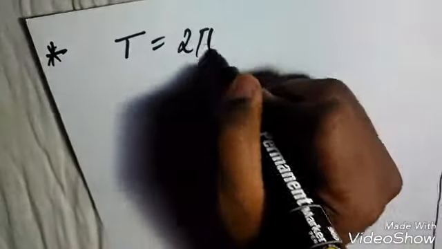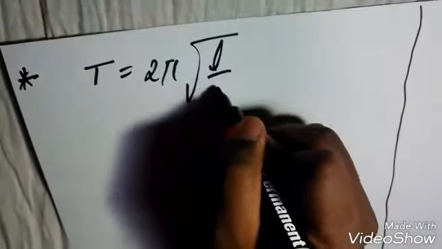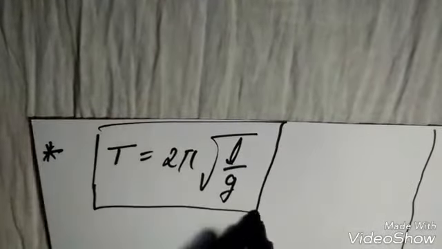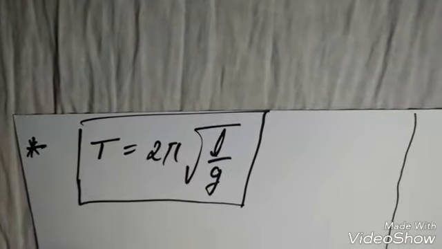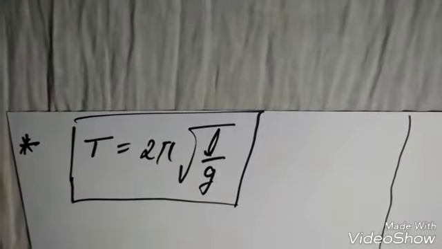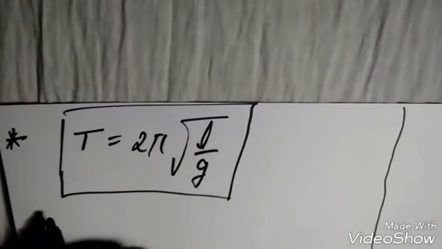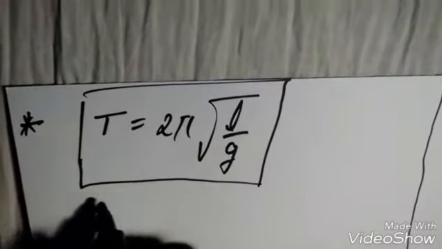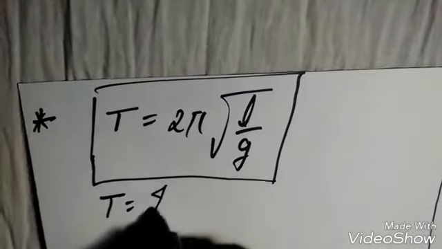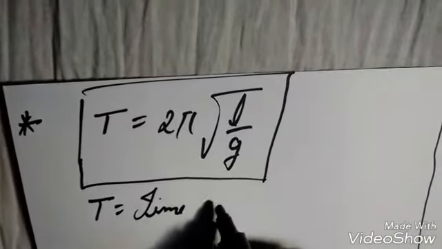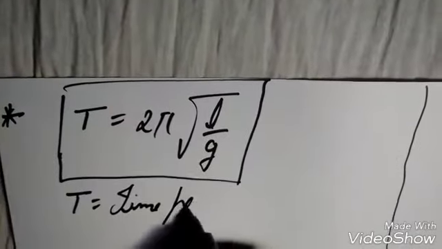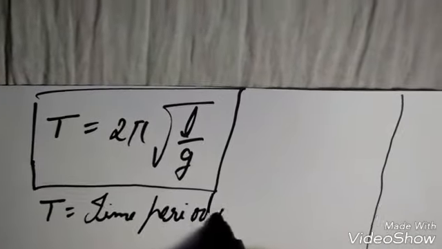Let's take one more example so that you can understand properly. T is equal to 2 pi under root L by g. It is a formula and we want to check whether it is correct or incorrect. So let's proceed. T is denoting here the time. It is actually the time period of a simple pendulum.